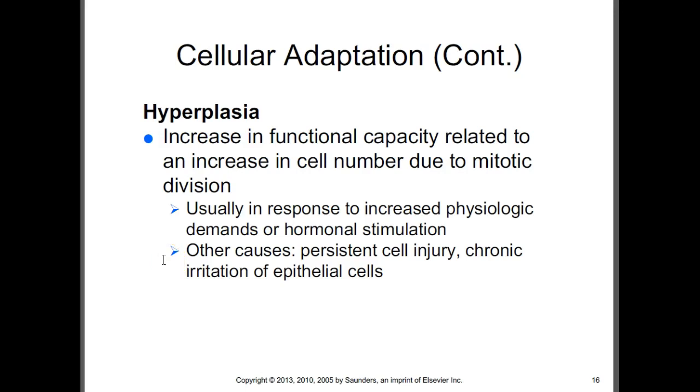Hyperplasia, right? Increasing the cell number due to mitotic division. So for example, in the normal, you're going to see hormonal stimulation or physiological demand increasing the amount of cells that are going to be able to perform that function.